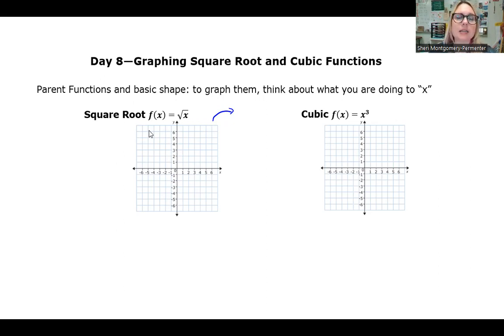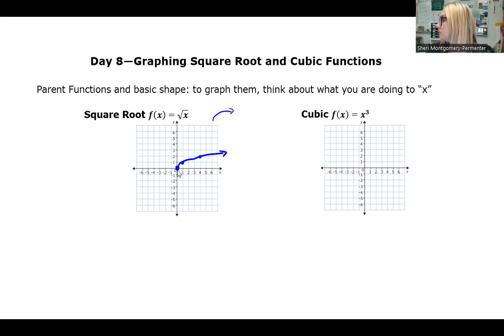So if we plugged in 0, the square root of 0 is 0. And then the next perfect square that we have is 1. Square root of 1 is 1. And then the next perfect square we have is 4. What's the square root of 4? 2. So we go up to 2. We go 4, 2. And then the next perfect square would be 9. What's the square root of 9? 3. We run out of graph, but it looks like that. That's the basic shape, the parent function of a square root.